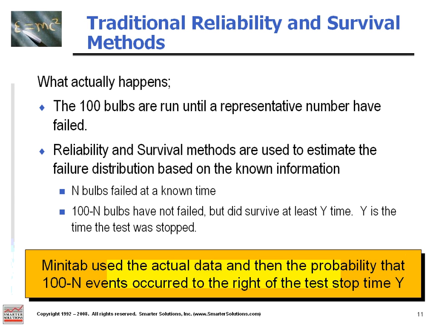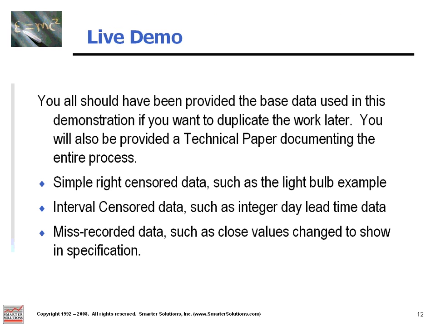I hope this gives you an idea where we're going. Now we're going to do a live demo. I'm going to cover 3 sets. Simple right censored data, such as the light bulb example. We'll do interval censored data, which is where some of the real power lies, which is the lead time or the integer days. And I'll do a little misrecorded data one if there's time.